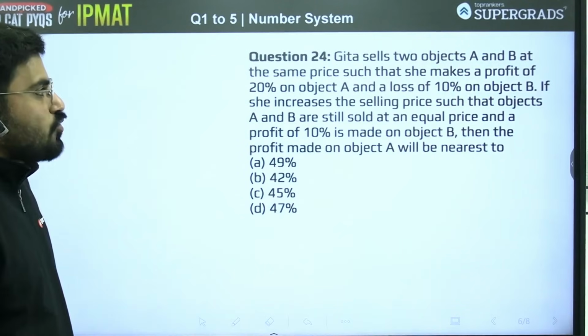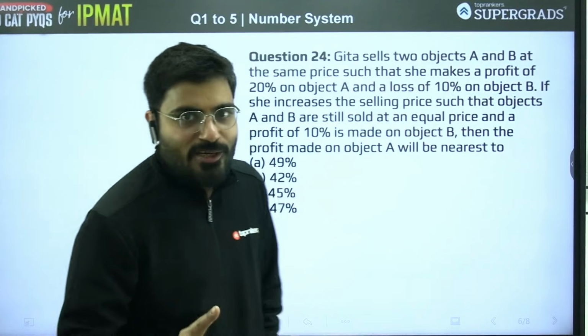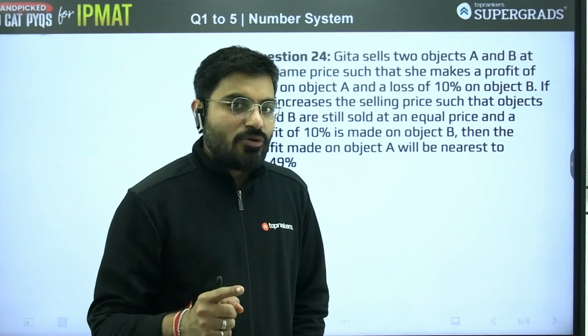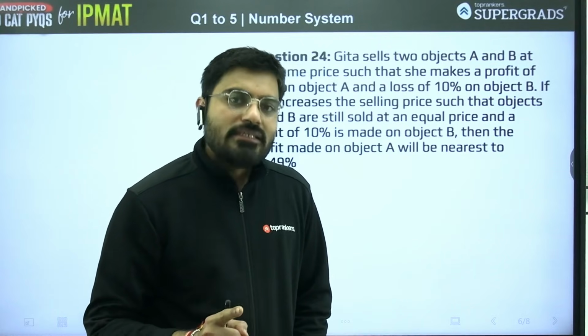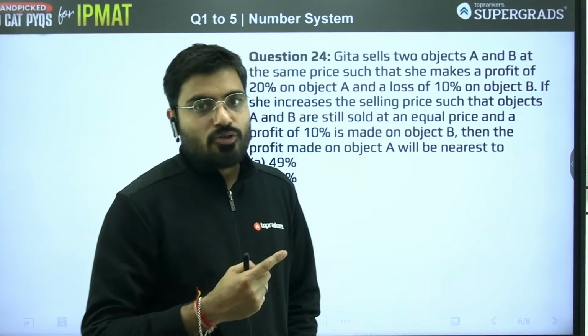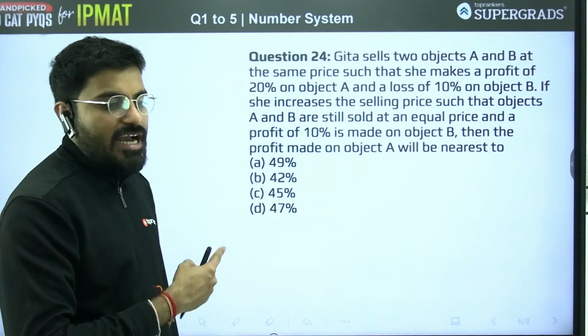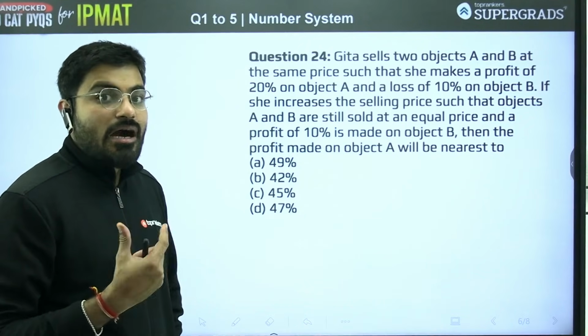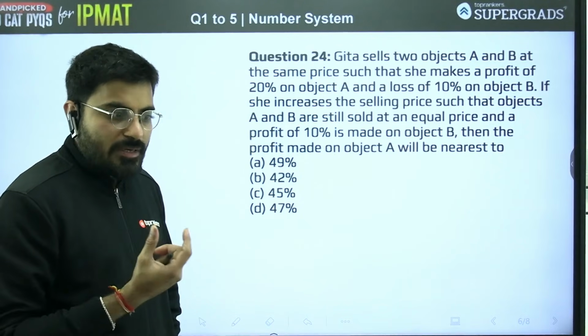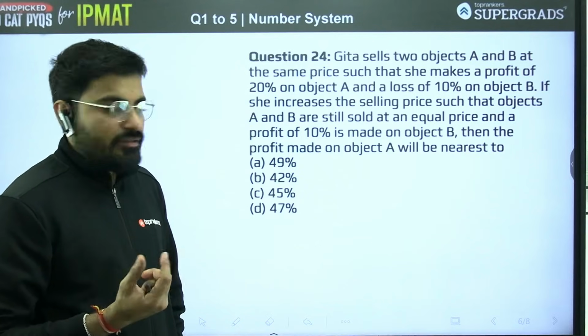Geeta sells two objects. Are you making a mistake? You are not cheating, right? You have paused the video, you are trying it by yourself, and then come to the explanation part. So mark my words, just try it by yourself and then come to the explanation, and you will see how your arithmetic part gets strengthened.